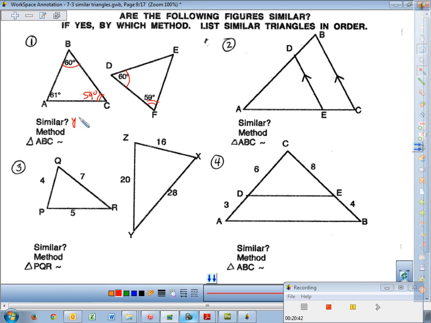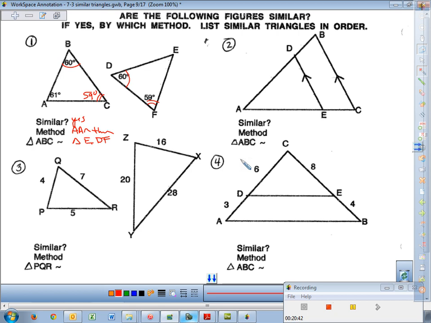So similar? Yes. Method? What was our method? Angle, angle, similarity theorem. Triangle ABC is similar to... this one's real easy to see what corresponds with what. You match the angles up. A comes first. Isn't A the 61 degree angle? It should probably go with the 61 degree angle in the other triangle. Don't forget the triangle symbol in front of it. B goes with D, because they're both 60s. And finally, C goes with F, because they're both 59s. Easy to tell. You didn't need any tick marks. You had all the angles. Good deal? Over to 2.